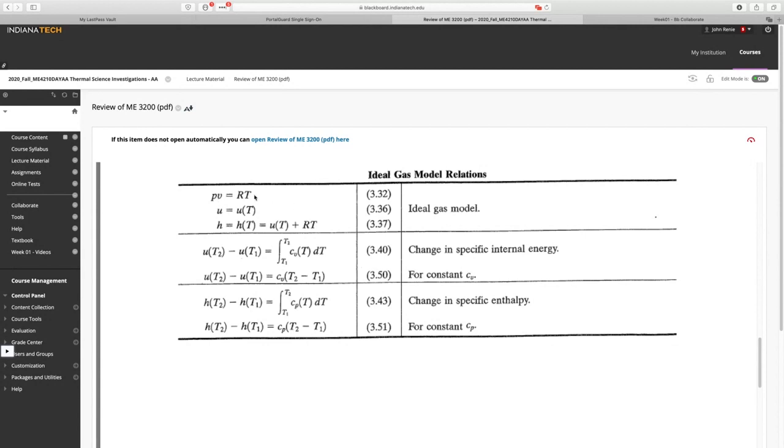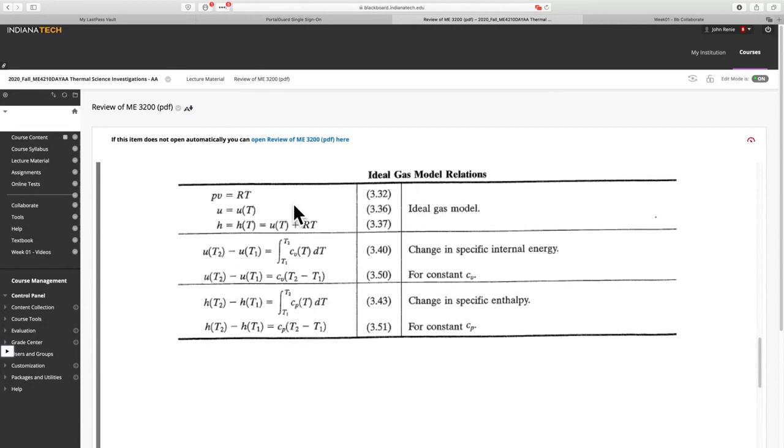And that was the ideal gas model. The pressure, the specific volume, the temperature in absolute temperature units, and a constant of proportionality related to the gas in question, the gas constant, the specific gas constant.